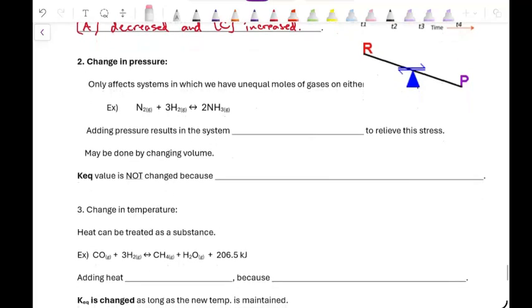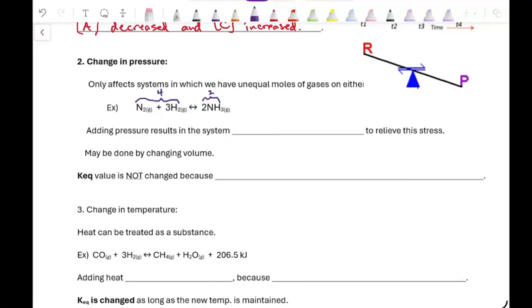Okay, another one would be change in pressure. Pressure changes only affect the equilibrium system if we have unequal moles of gas on either side of the equation. So if you look at this reaction, we have 4 total moles of gas on the left, and of course just 2 moles on the right. So we have an unequal number of moles of gas.